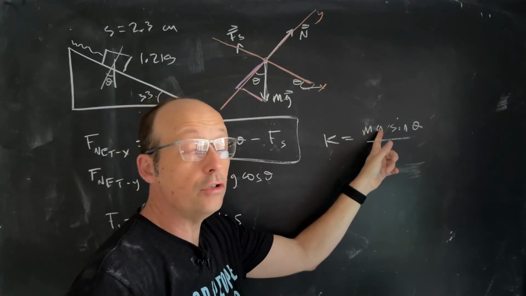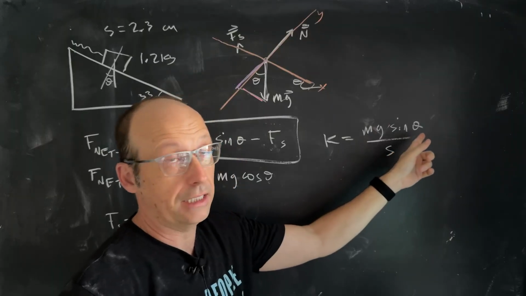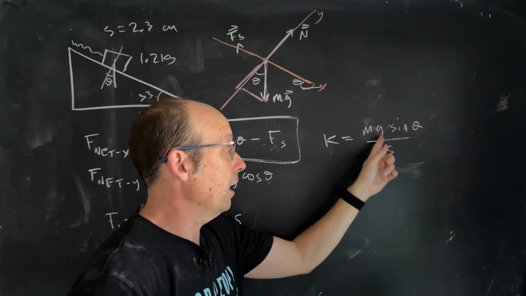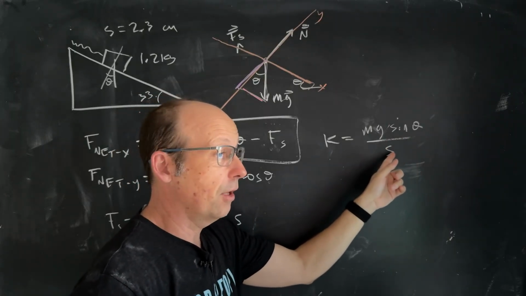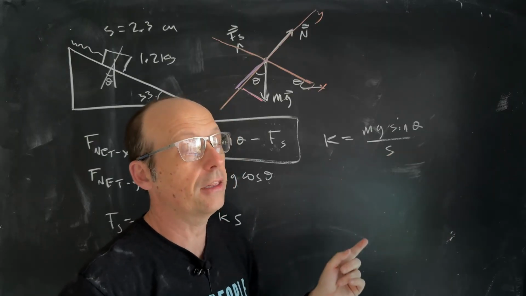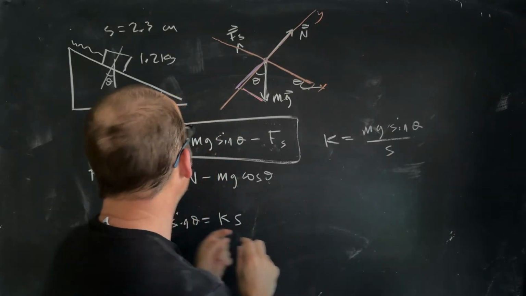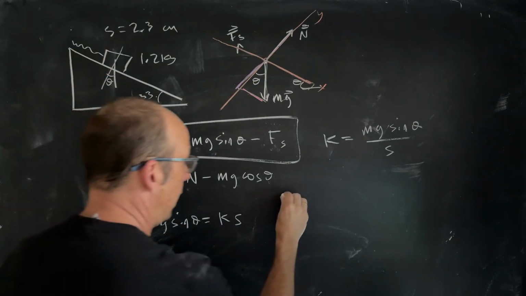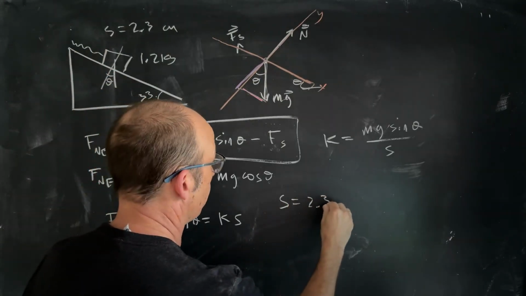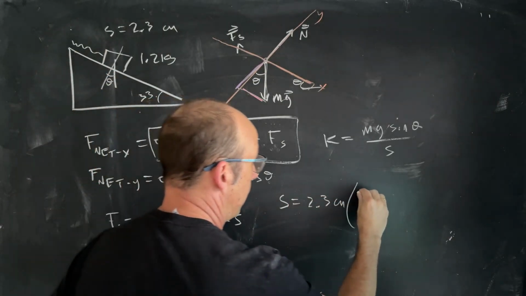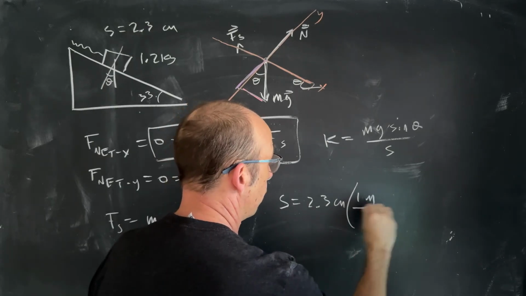Now, notice that the mass is in kilograms, and this is newtons per kilogram. Sine theta doesn't have units. So if I divide this by centimeters, I'll get the spring constant in newtons per centimeter. I want it in newtons per meter. So that means I'm going to have to convert this. So s is 2.3 centimeters. I'm going to multiply that by 1 meter divided by 100.